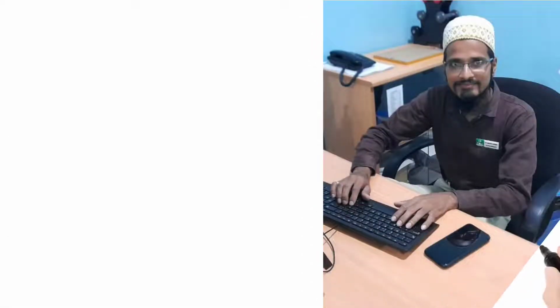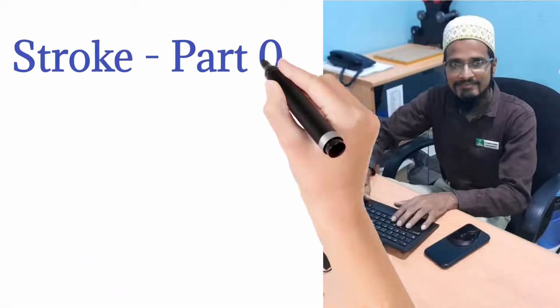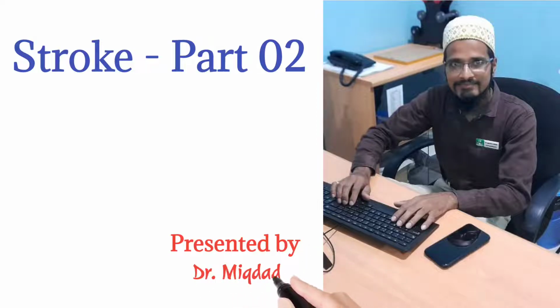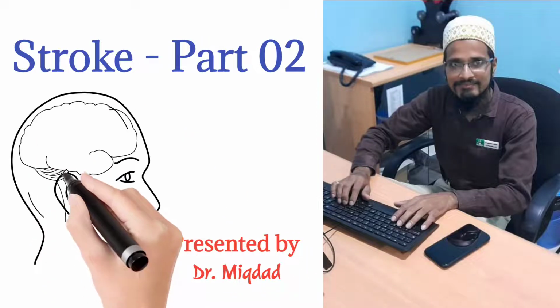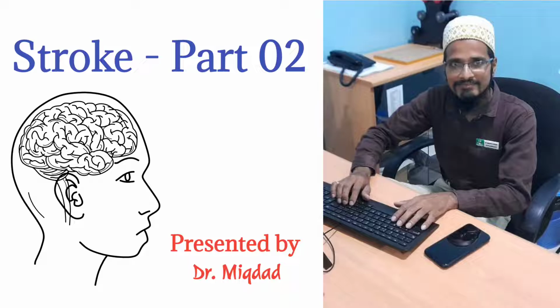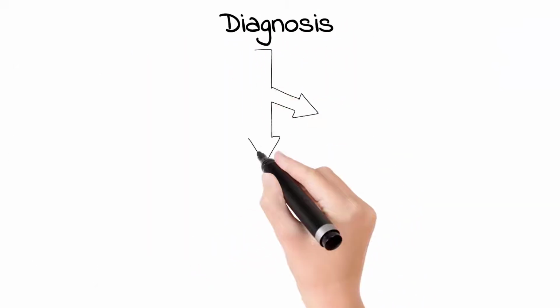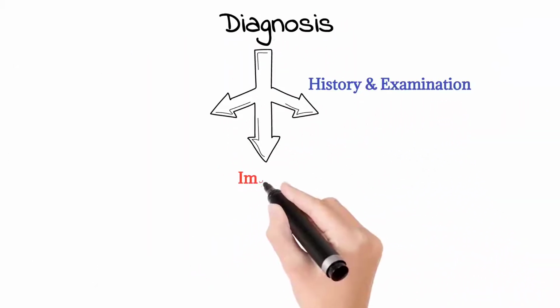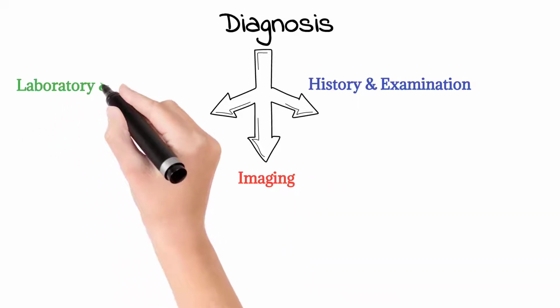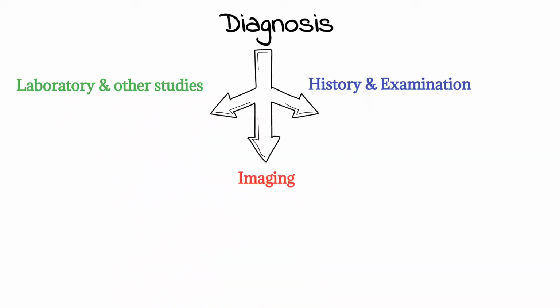So today we will continue our topic of stroke. In the previous video we discussed the signs and symptoms of stroke. Now today we will discuss diagnosis. So diagnosis can be done based on history and examination, imaging, laboratory workup and other studies.